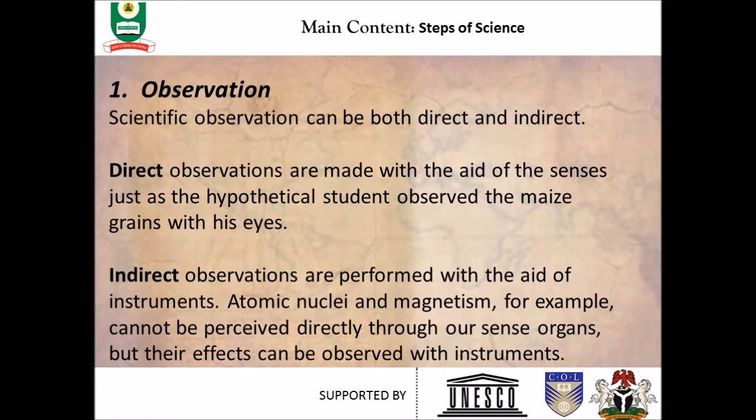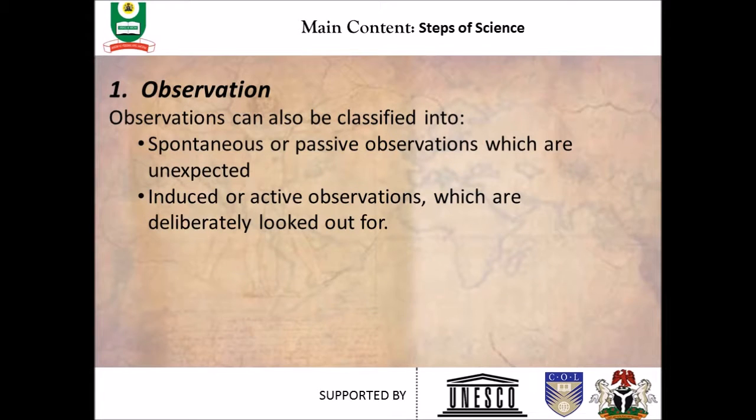Scientific observation can be both direct and indirect. Direct observations are made with the aid of senses, just as the hypothetical student observed the maize grains with his eyes. Indirect observations are performed with the aid of instruments. Atomic nuclei or magnetism, for example, cannot be perceived directly through our senses, but their effects can be observed with instruments. What other things do you think can be observed indirectly? So, observations can also be classified into spontaneous or passive observations, which are unexpected, and induced or active observations, which are deliberately looked out for.